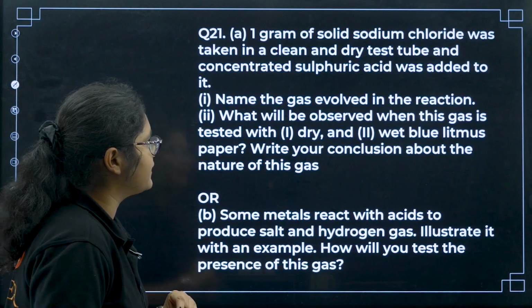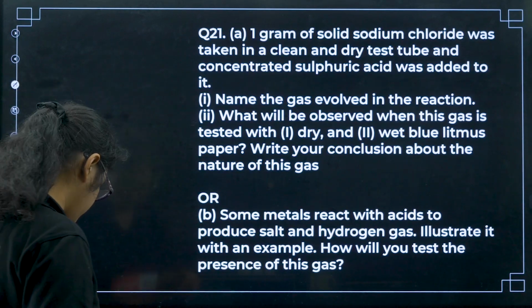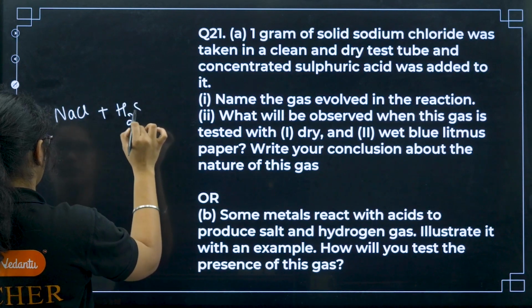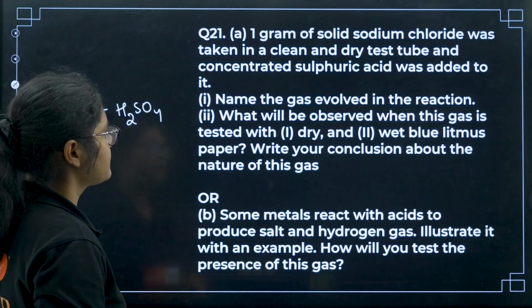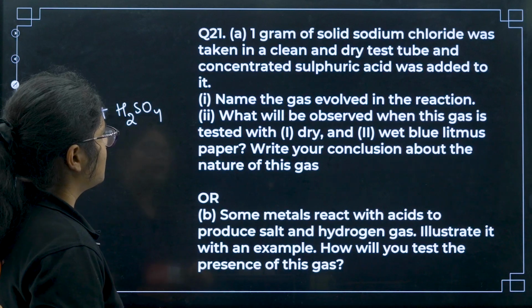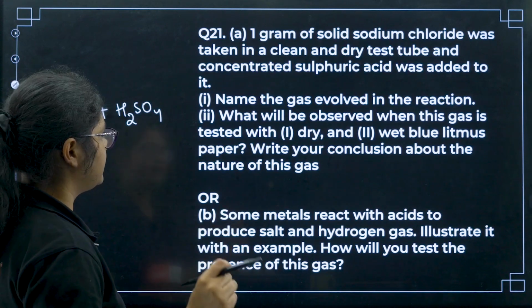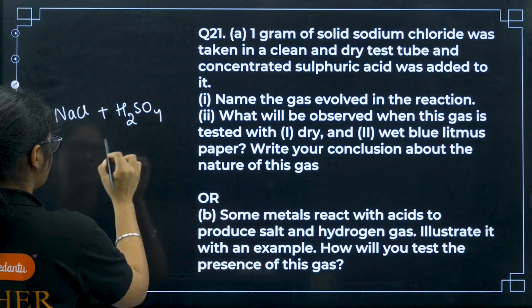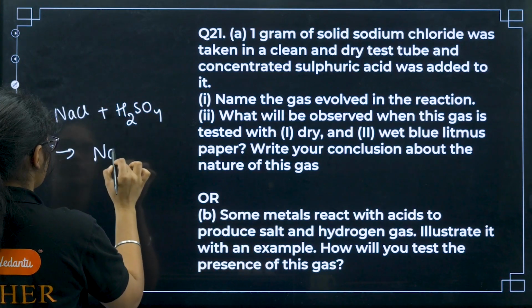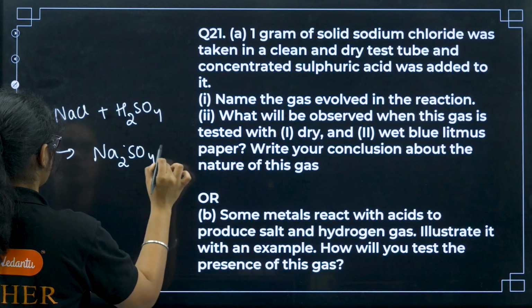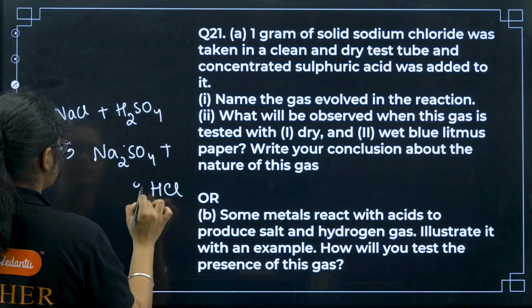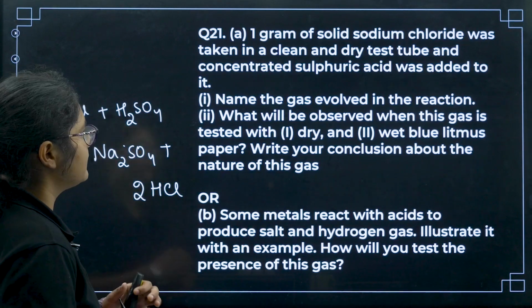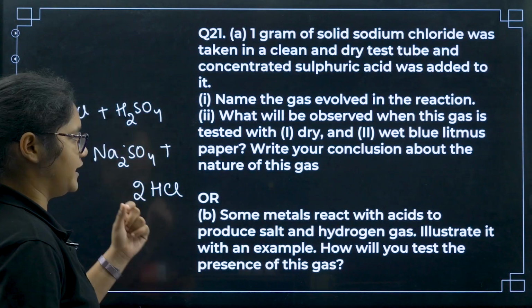Okay, name the gas. So you had NaCl, and you have added H2SO4 to this one. Solid sodium chloride was taken in a clean dry test tube and concentrated sulfuric acid was added to this one. So what will happen, if you see this is a double displacement reaction, you will get Na2SO4 plus HCl. Okay, so if I can balance this, this will be like this. So name the gas evolved in the reaction, that is your HCl gas.